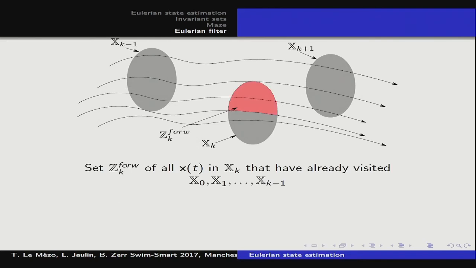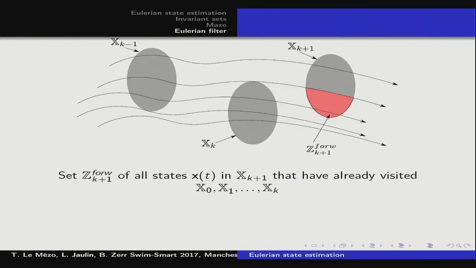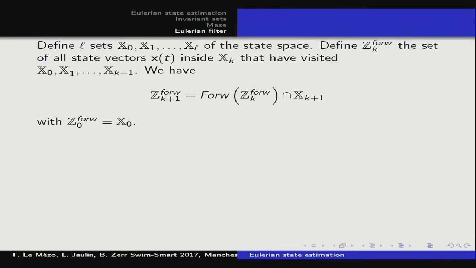So the idea is, assume that I know that all points here that are inside xk, the visit set xk, I visited before xk minus 1, xk minus 2, and so on. I assume that I am here. So what about here? When I have to find a recursive formula, I try to think what could happen here. First, I will compute the forward of this set. I will intersect with xk plus 1, and now I have all states that I visited, x0, x1, up to xk. Okay, and this is exactly the formula that is written here.